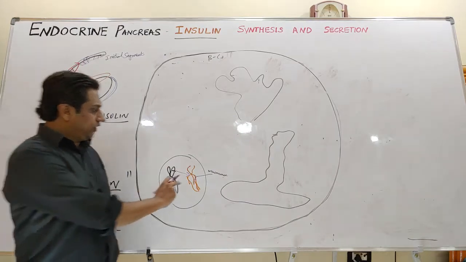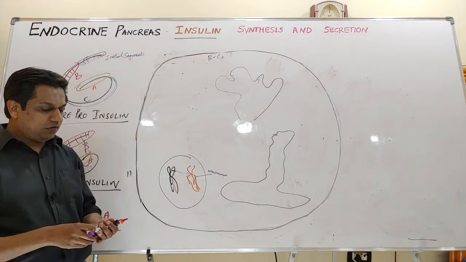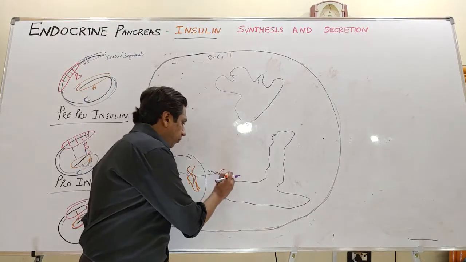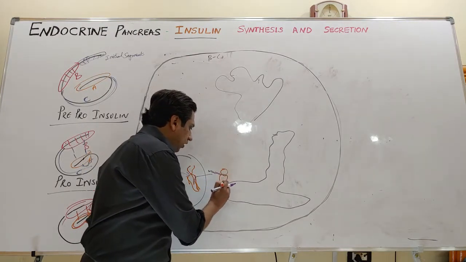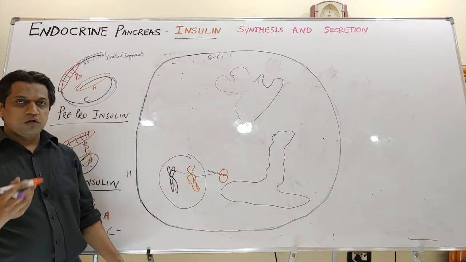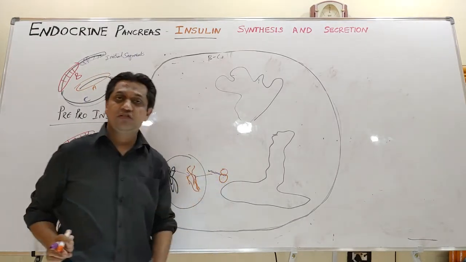Now this mRNA will combine with the cytoplasmic ribosomes. Ribosomes are the site of protein synthesis. Then the second step, the translation step, starts.